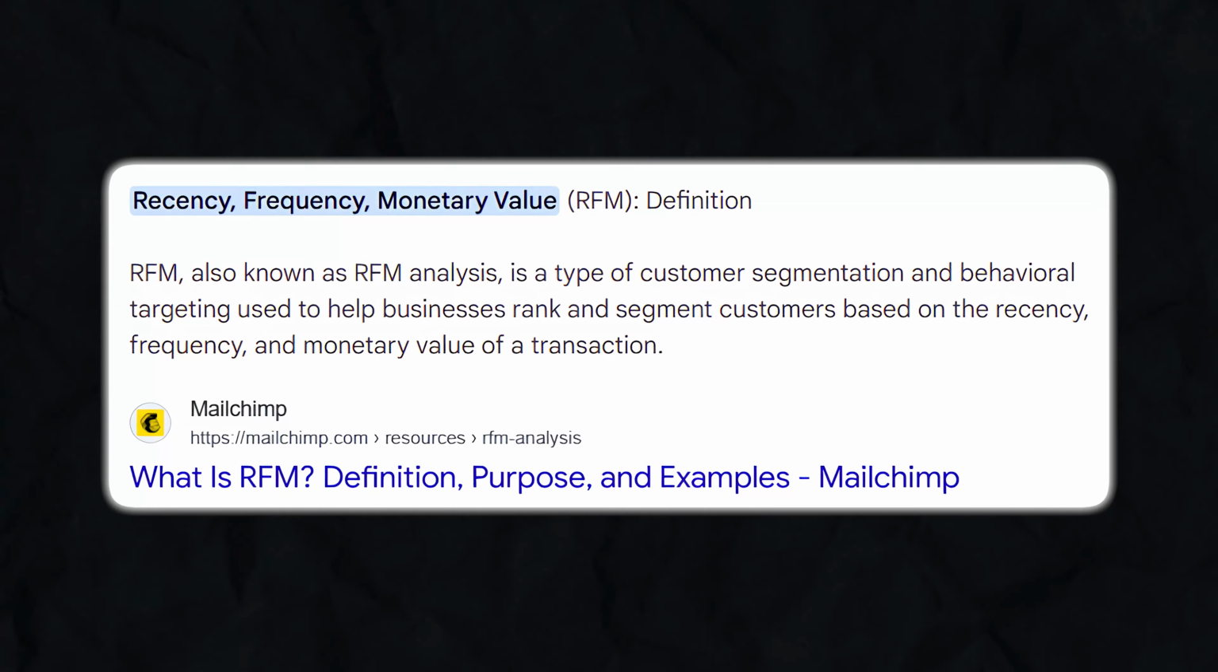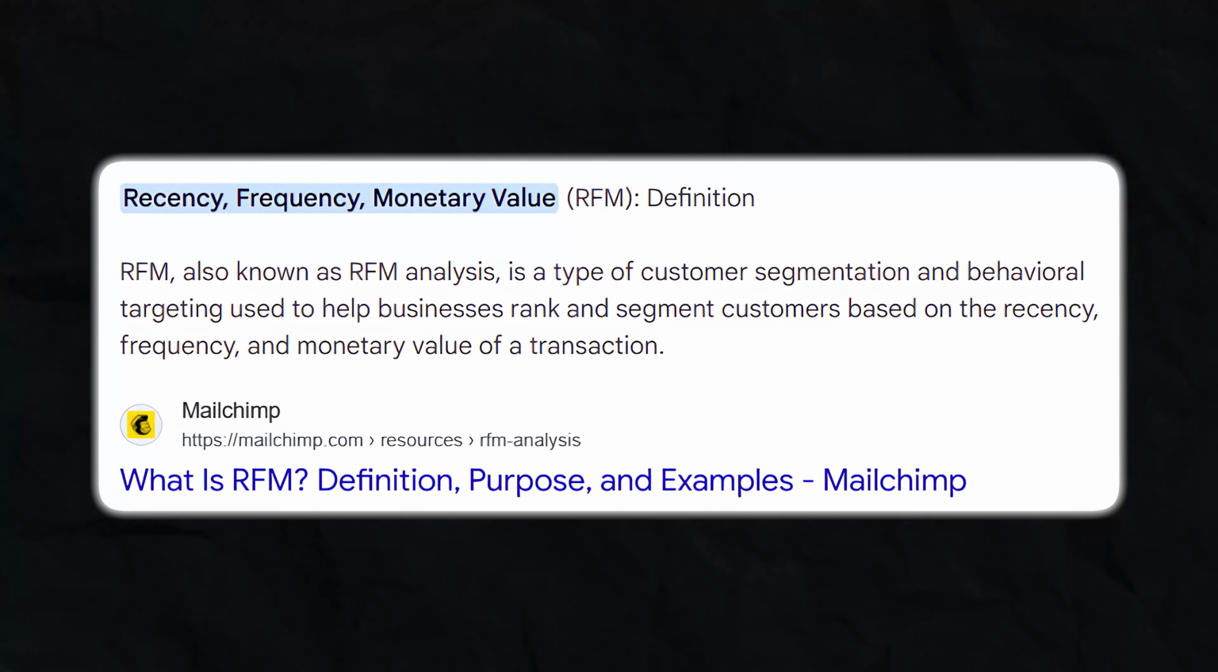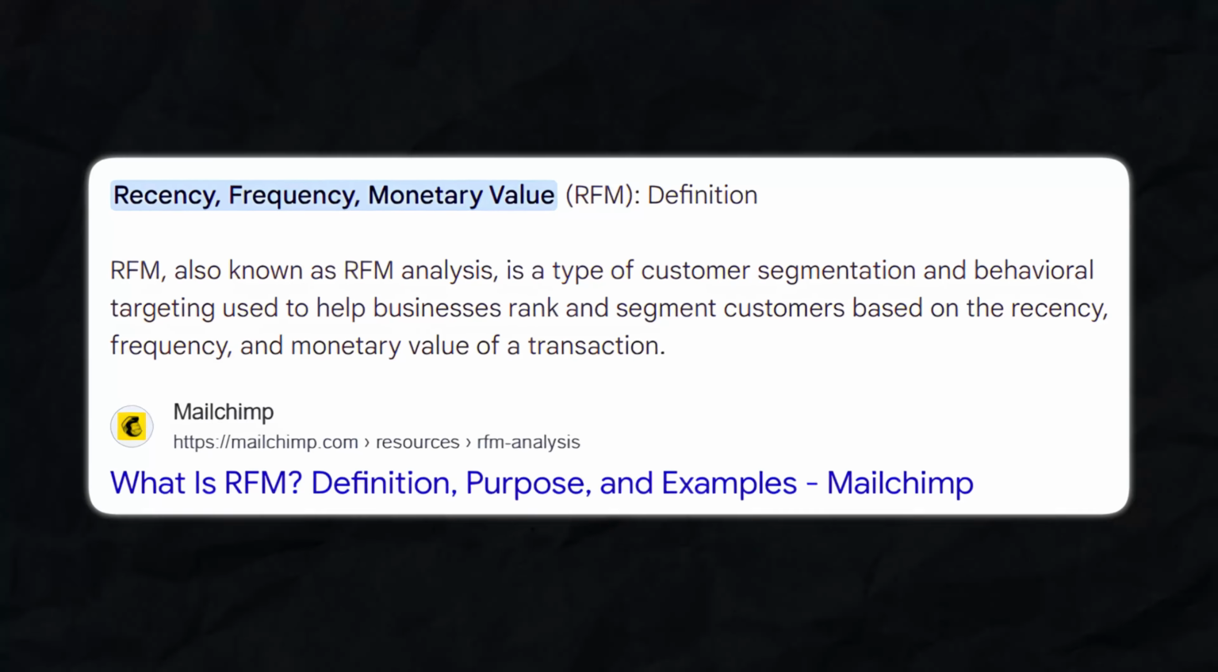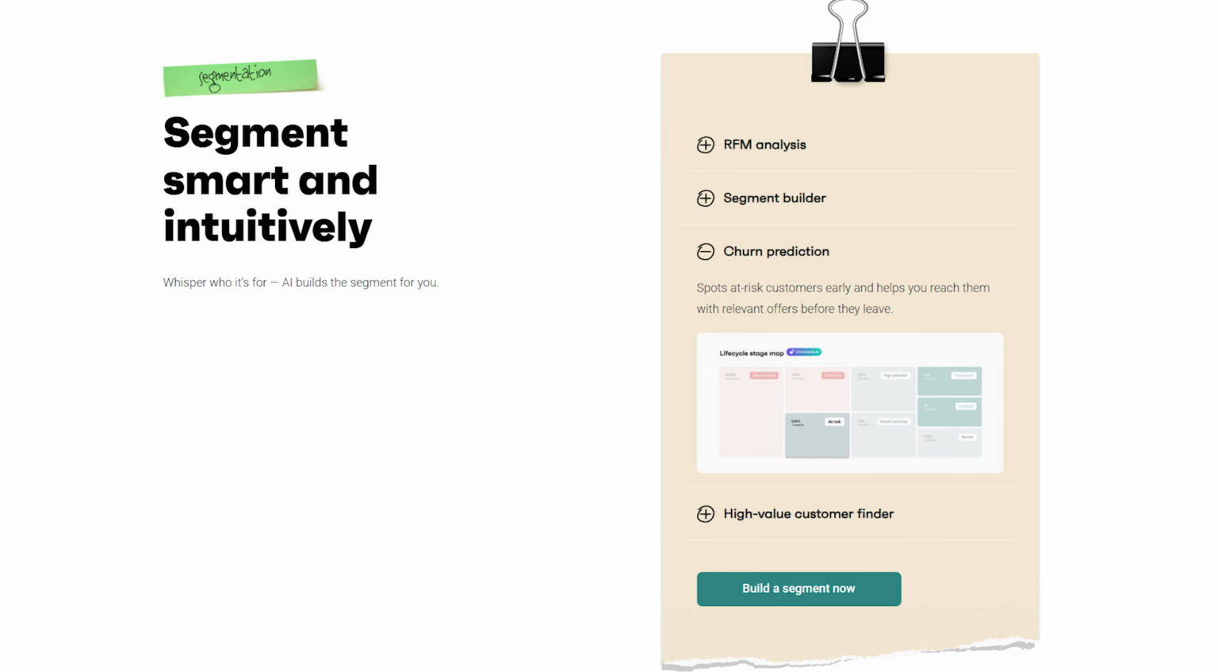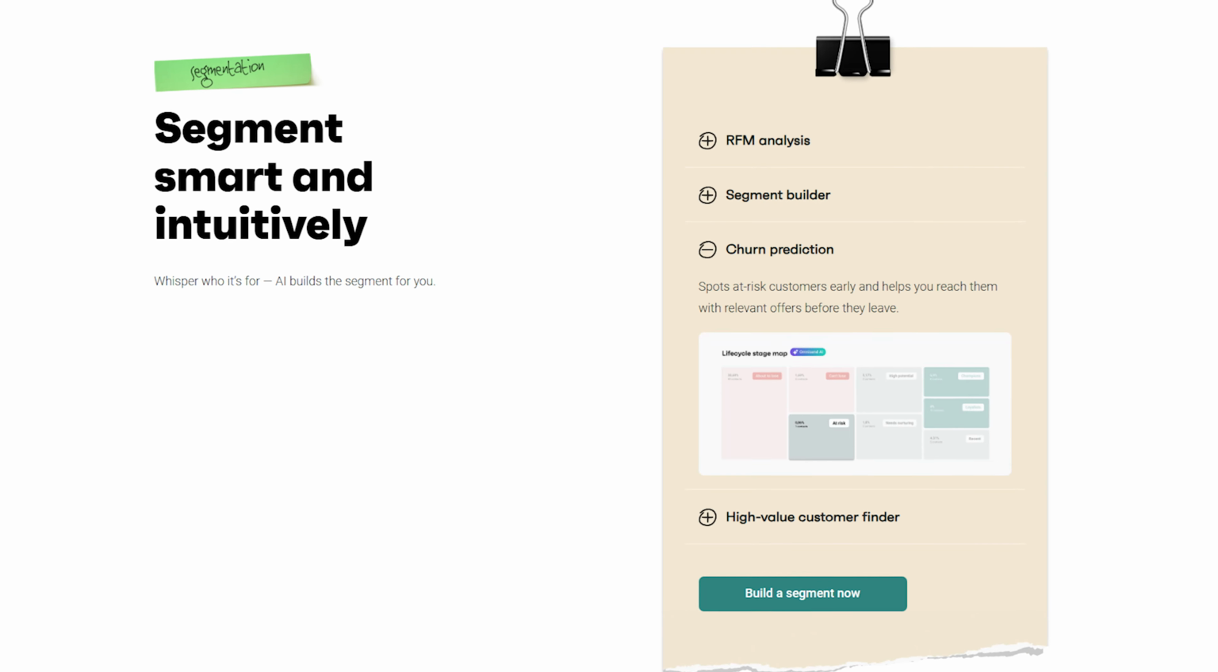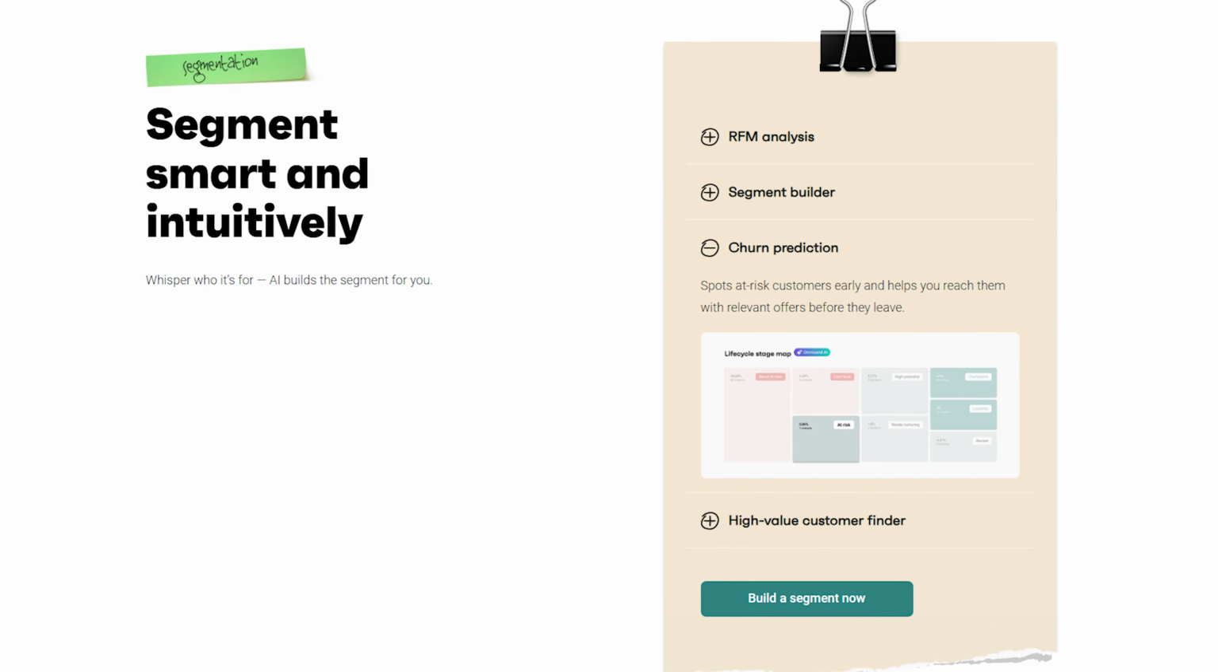Then there's RFM analysis, which stands for recency, frequency, and monetary value. This is basically a way of grouping customers based on how recently they bought from you, how often they buy, and how much they spend. Now, another feature tied to segmentation is churn prediction, which flags customers who are at risk of slipping away.